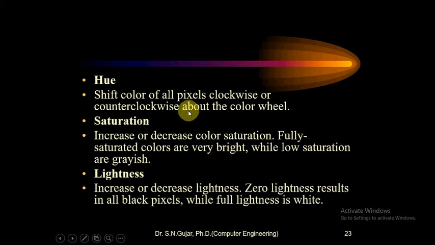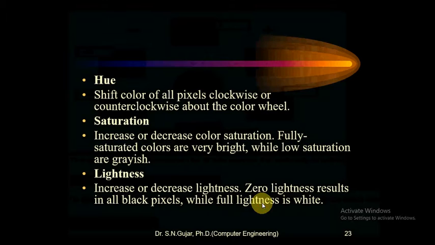Now you can shift the colors of all pixels clockwise or counterclockwise, that is, anticlockwise, about the color field. Saturation increases or decreases the color saturation: fully saturated colors are bright, while low saturations are grayish. Lightness increases or decreases the lightness: zero lightness results in all black pixels, while full lightness results in white.